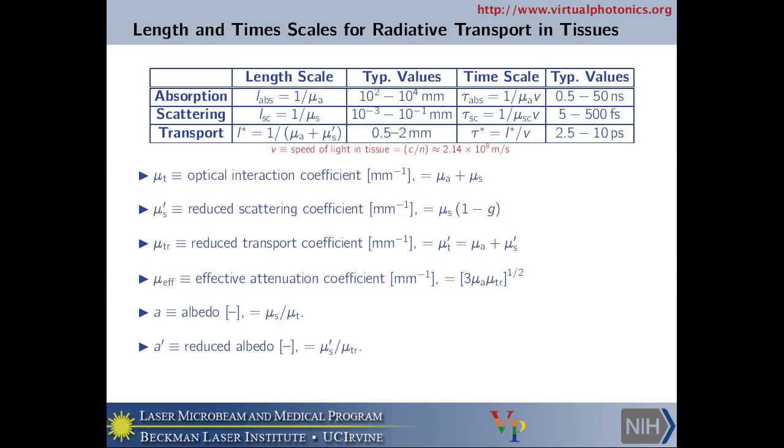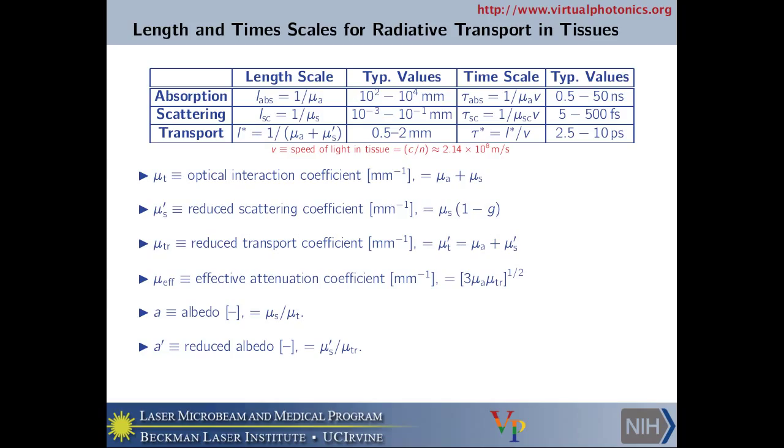What about the scatter? Same thing, right? Mu S also is in reciprocal length, so you take the reciprocal of that, you'll get millimeters here. So all of these are typical length values. These are typical absorption lengths, typical scattering lengths, and this is called the transport mean free path, all in units of millimeters. And these are what are called relaxation times.